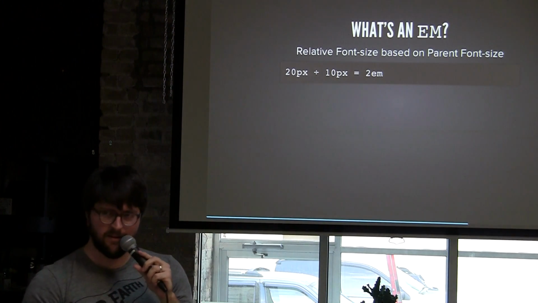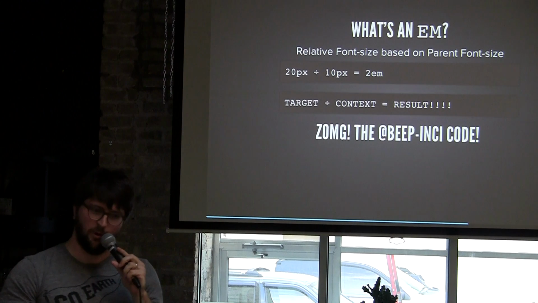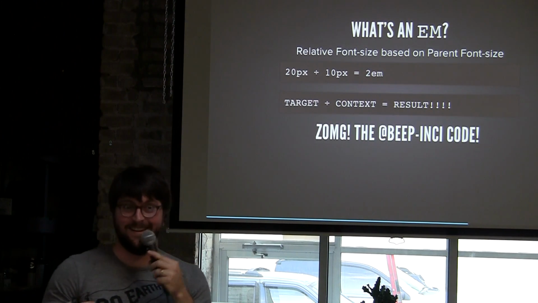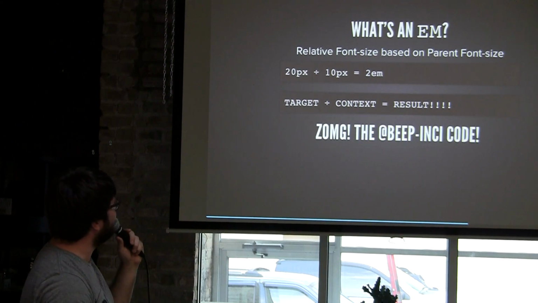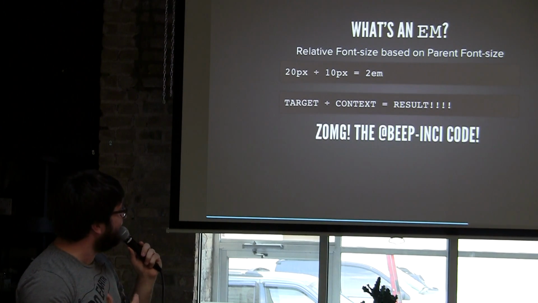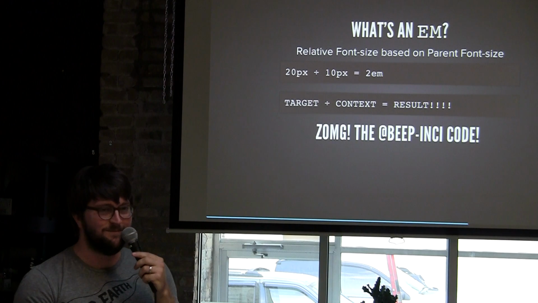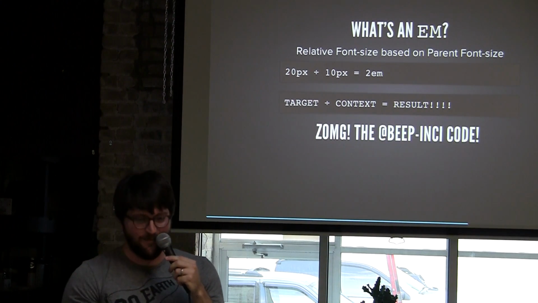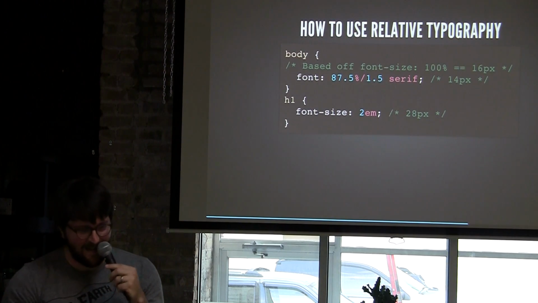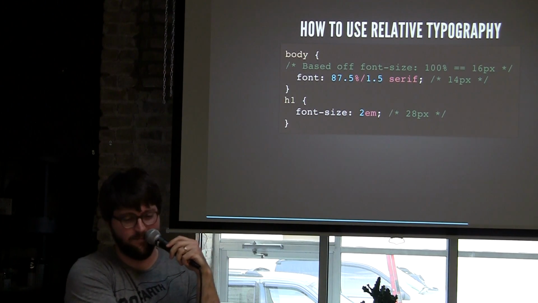I know what you're thinking. Hey, Uncle Dave, I think I've seen that before. Oh my God! It's the code I showed you earlier, right? So it's target divided by context equals the result. It's easy. All right, I hope you guys are getting it. So, how to use relative typography.